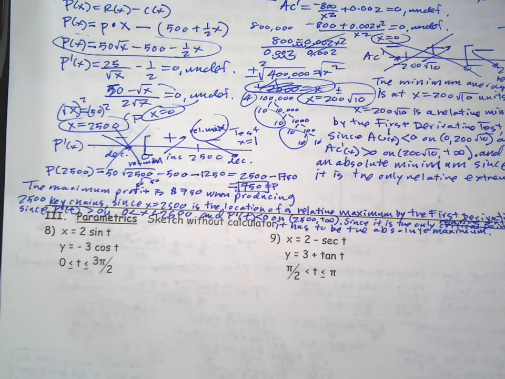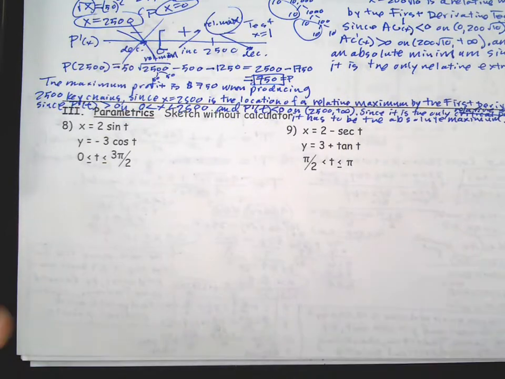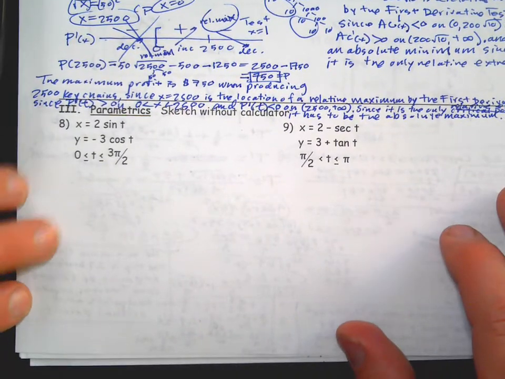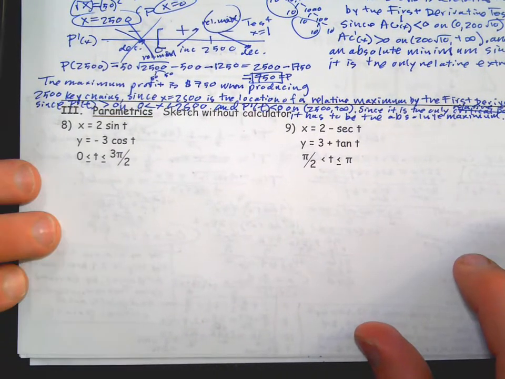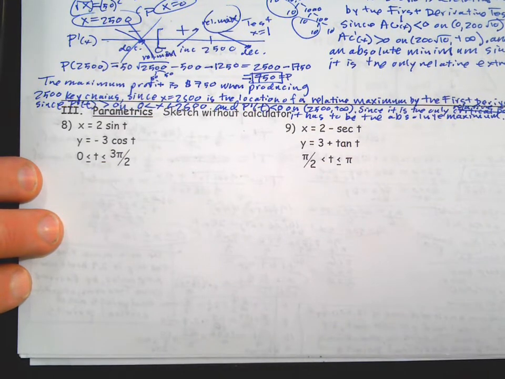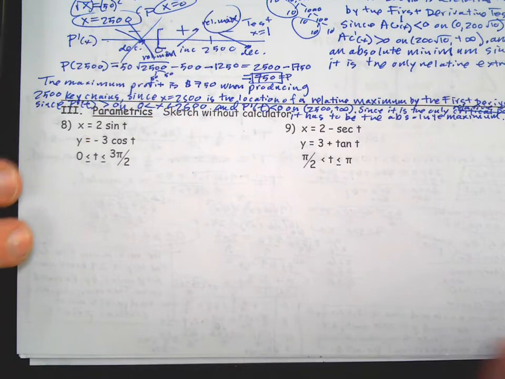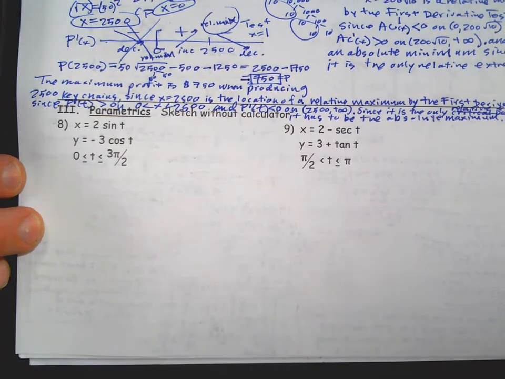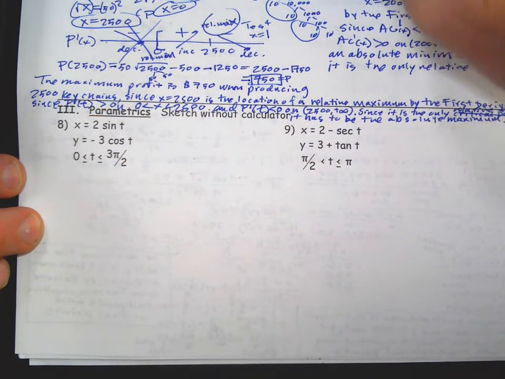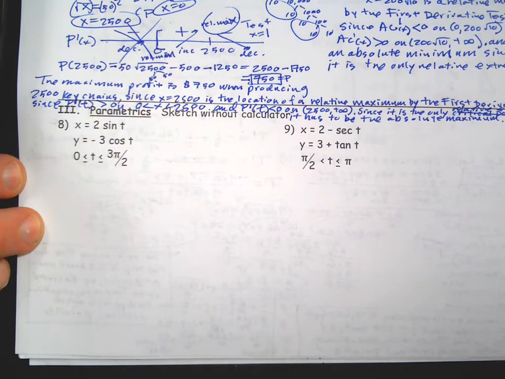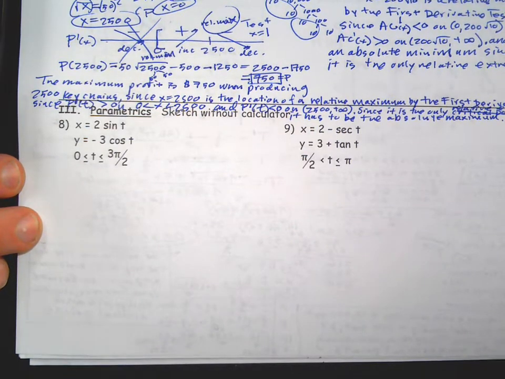All right, now for parametrics. So we've been doing a lot of these. Hopefully you feel comfortable with these. Sketch without a calculator. I want initial and terminal points. I want direction. I want Cartesian equations. I want all that stuff. I mean, that's what I've been asking you all the time, right? So there should be no questions about what I'm looking for here.